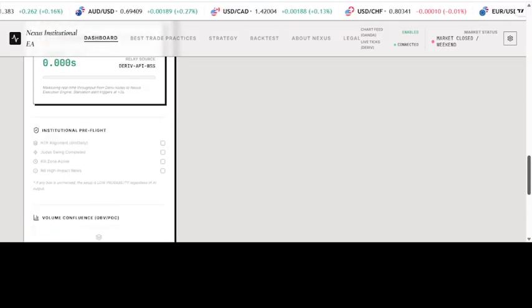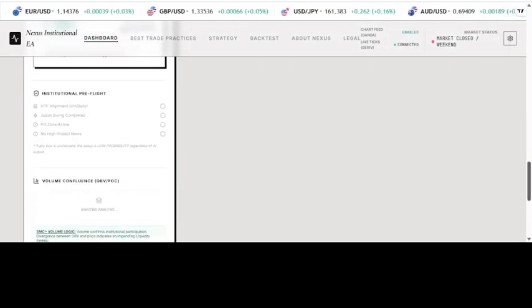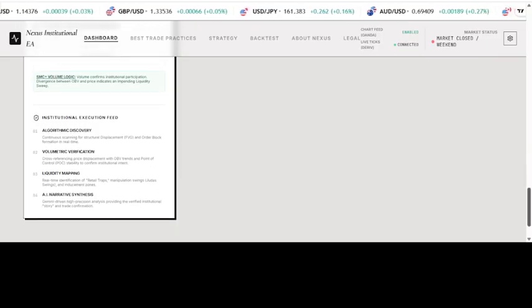It's part of the pre-flight checklist right here, where as long as all of these boxes are checked off, we run the analysis. First we would make sure all the boxes are checked off. The higher time frame alignment is there. The Judas swing has been completed. The kill zone is active, and there's no high impact news. All of these buttons are checked off. Then you run the analysis here, and depending on the particular asset, it may not.